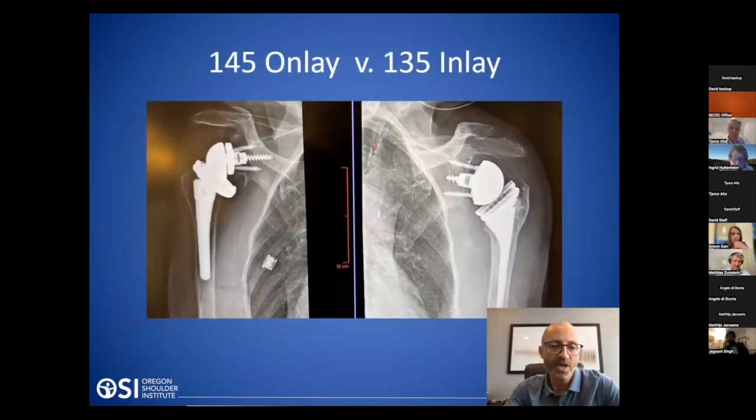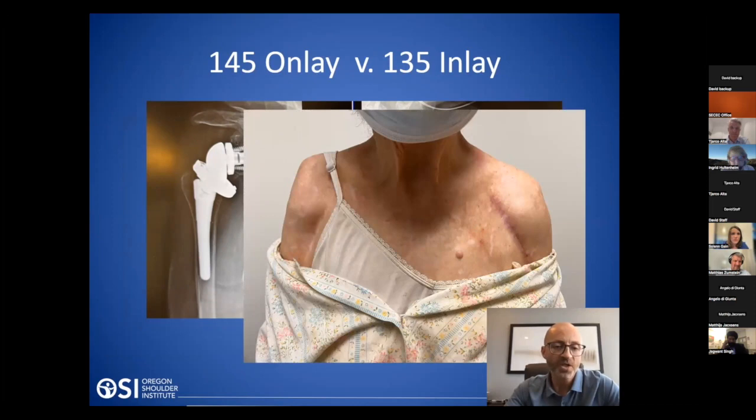This is another interesting patient that came to me who had a 145 onlay on one side, a 135 inlay for revision on the other side. The onlay was done 7 years ago. She had done well, but then lost function on the right due to deltoid rupture late in her recovery.